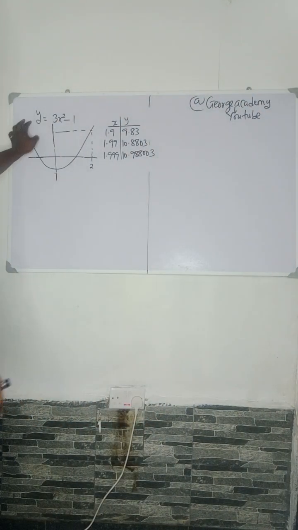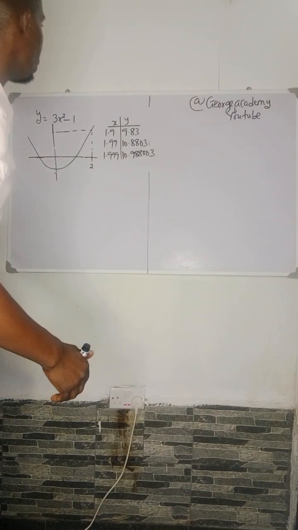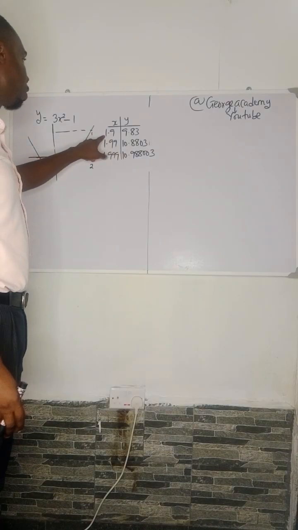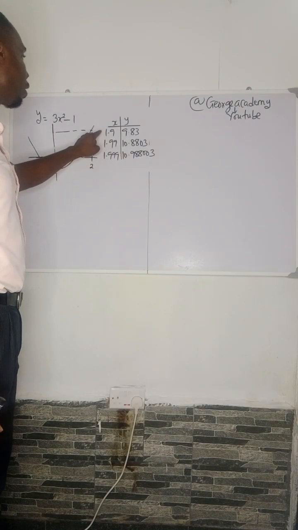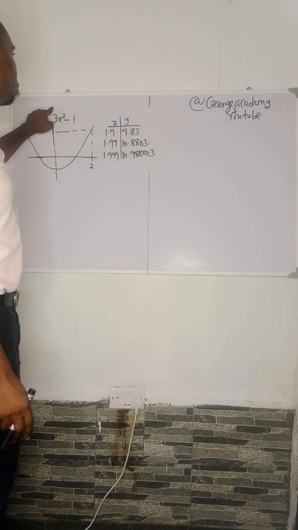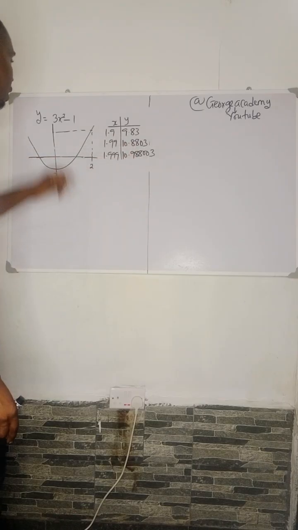An expression y is equal to 3x squared minus 1 as x approaches 2. If as x approaches 2, the first value of x is 1.9. Please take note, as x approaches 2, the final value of x is 1.9. So if you substitute the value of x as 1.9 into the equation, you get 9.83.